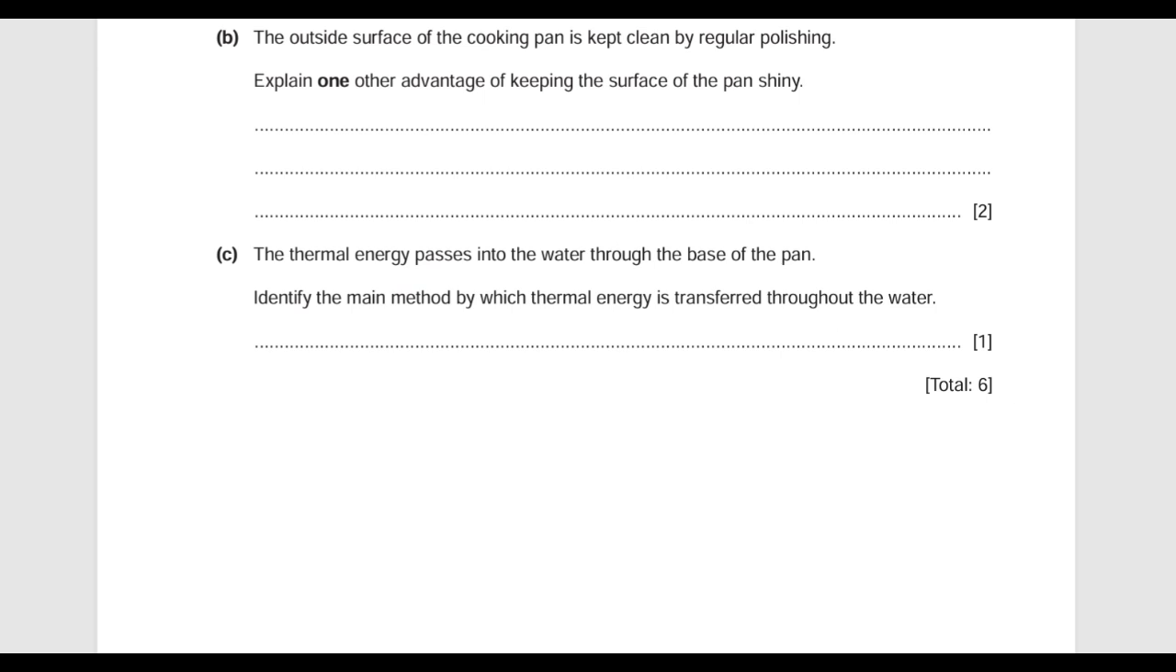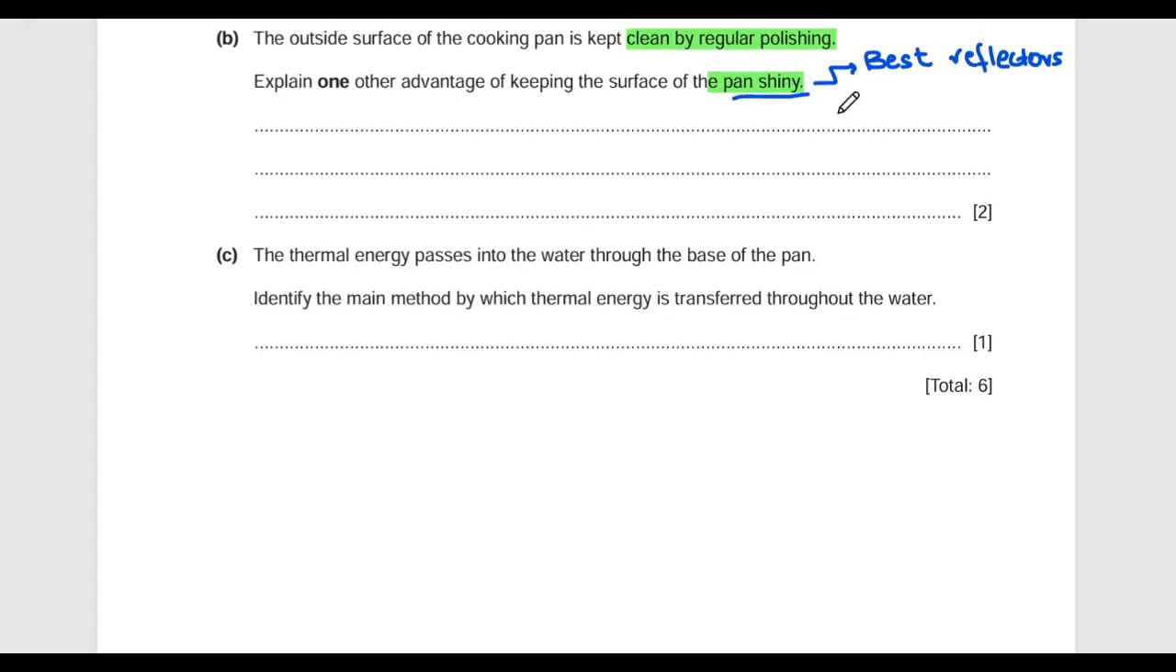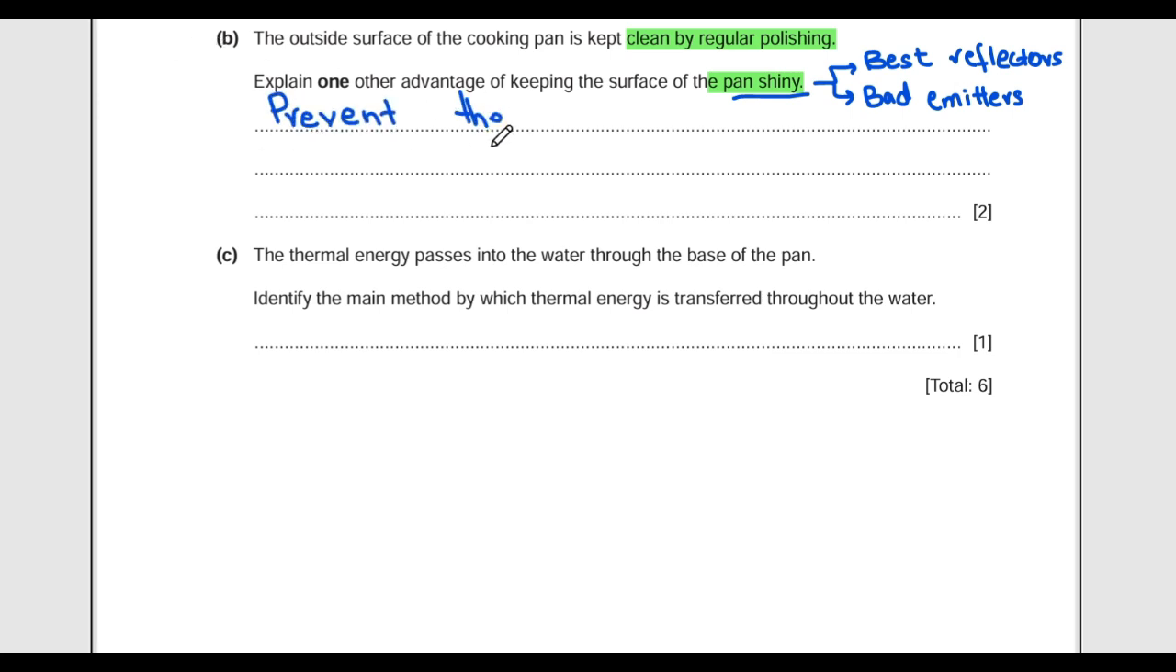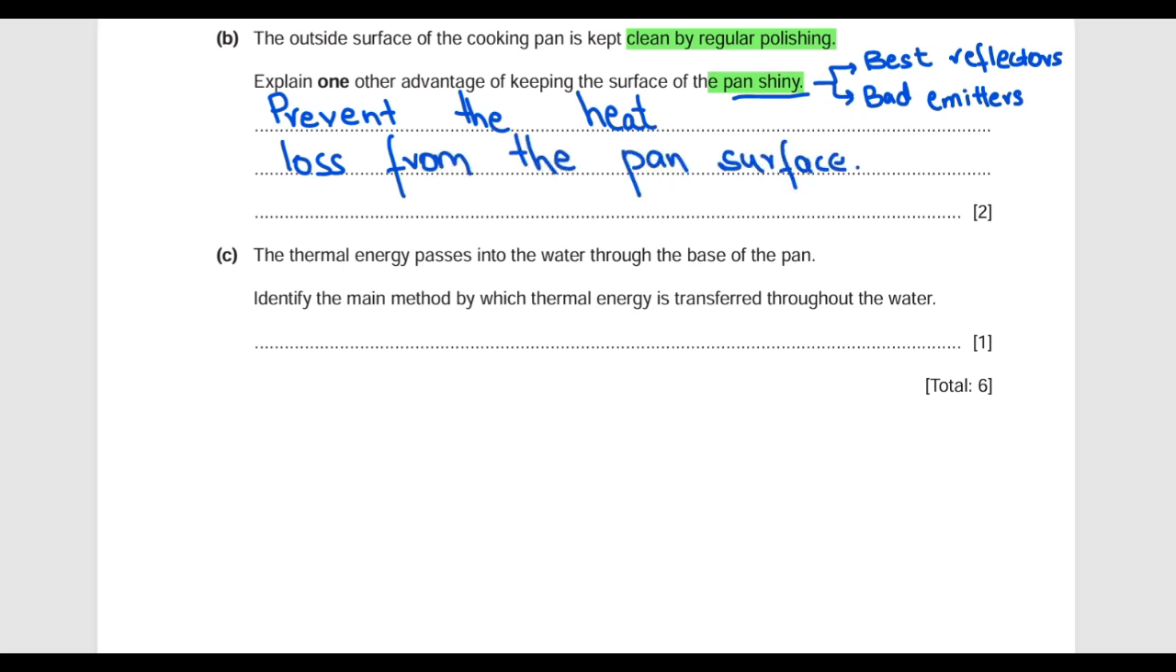The B part says the outside surface of the cooking pan is kept clean by regular polishing. Explain one other advantage of using a shiny pan. So shiny surfaces have two properties. They are best reflectors, and the other property is that they are bad emitters. And bad emitters mean that they will not emit any heat radiation from the pan, and they will prevent heat loss from the surface of the pan. C part says the thermal energy passes into the water through the base of the pan.